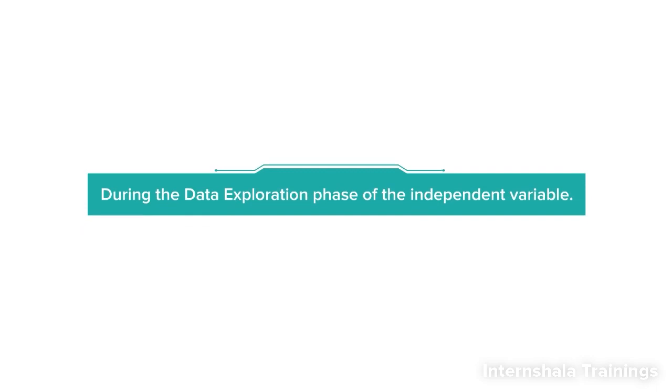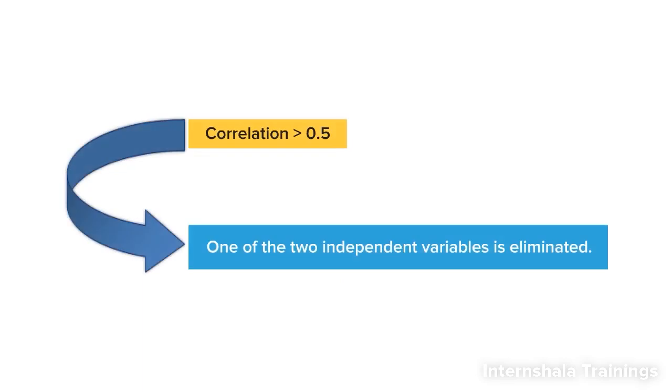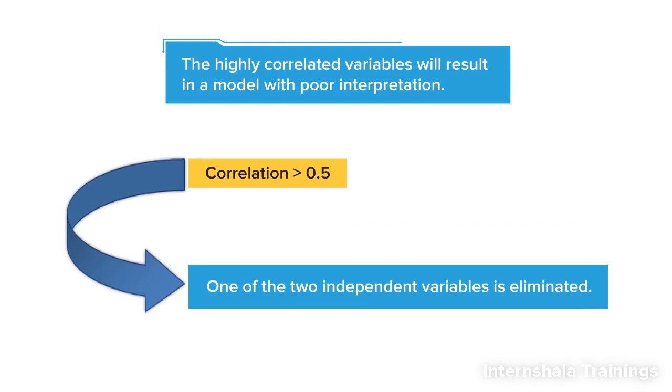Recall what we learned during the data exploration phase of the independent variable. While checking the correlation between the target and the independent variable, we also looked at the correlation among the independent variables themselves. Whenever we encounter a correlation between two independent variables to be greater than 0.5 in magnitude, we usually eliminate one of the two variables, because including the highly correlated variables will result in a model with poor interpretation.